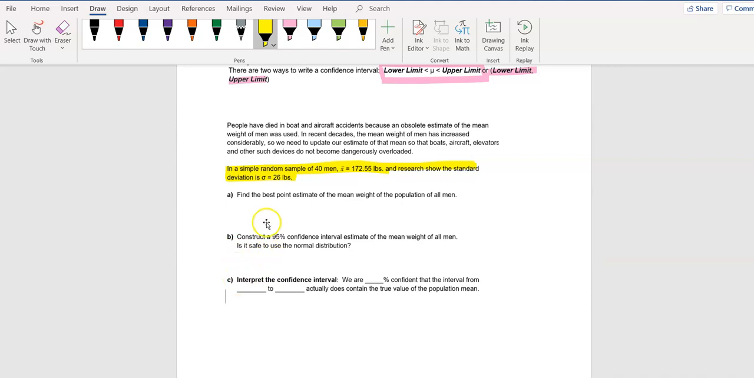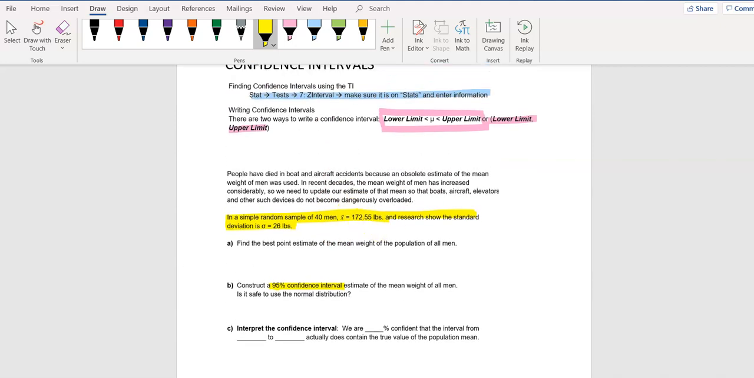Okay, B is asking us for the confidence interval with 95% confidence. So we're going to focus in on this one. And so we're going to find the confidence interval with 95% confidence using the information here highlighted in yellow. So all you'll need to do is follow these steps on your calculator.